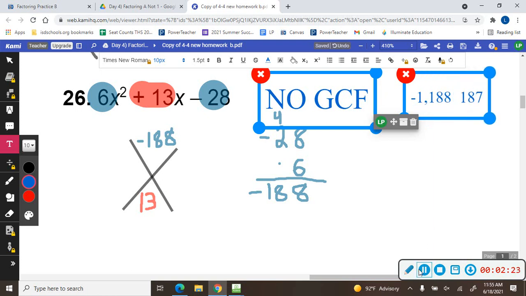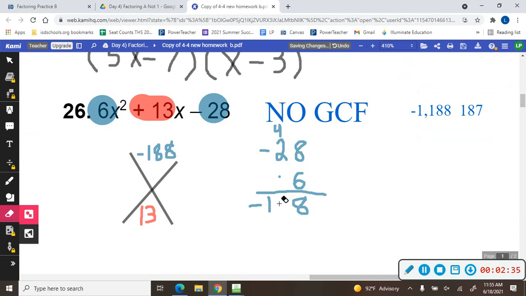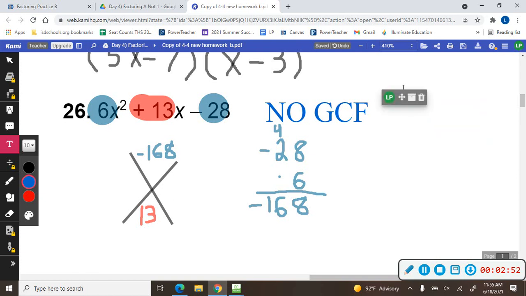That's not going to. All right, looking back at my math, 6 times 8 is 48. 6 times 2 is 12. 12 plus 4 is 16. So I actually need to change this to a 6, which will also change this to a 6, which means that we don't need that number. So now I'm looking at negative 168 trying to add to 13.